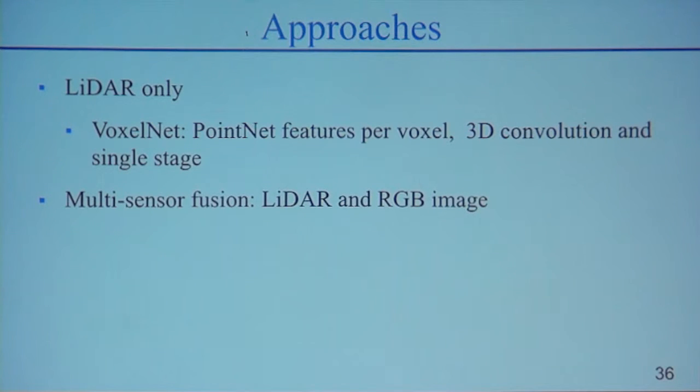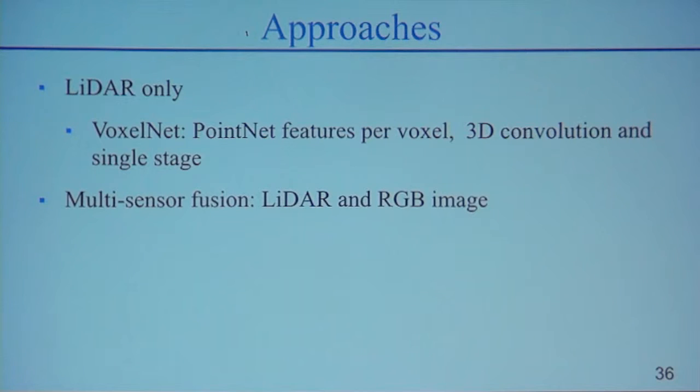So come back to how do we want to do 3D object detection, right? There are approaches which just do LiDAR only. This recent paper from Apple called VoxelNet just does a 3D convolution, right? And it's a single stage network. So instead of doing voxelization and just quantizing it, for each voxel you can apply a PointNet to extract these interesting shape features. It turns out to work very well.